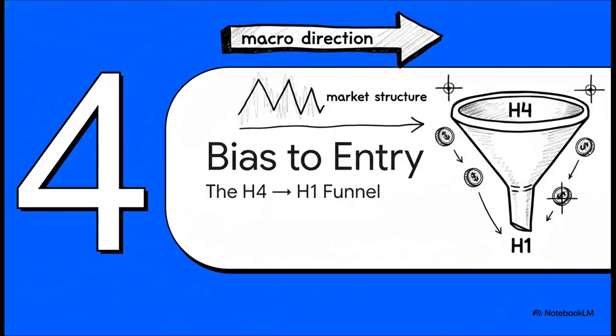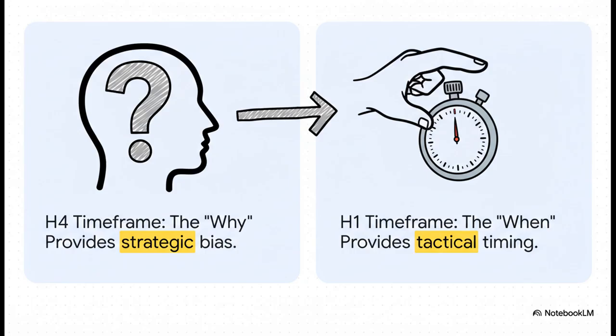Okay, so we've figured out our macro direction and we've classified the 4-hour market structure. So the big question is, how do we find a precise low-risk entry? Well, this is where we funnel down from our big picture view to our tactical timing. Think of it like this. The 4-hour chart is your why. It gives you the strategic reason you should even be looking for a trade.